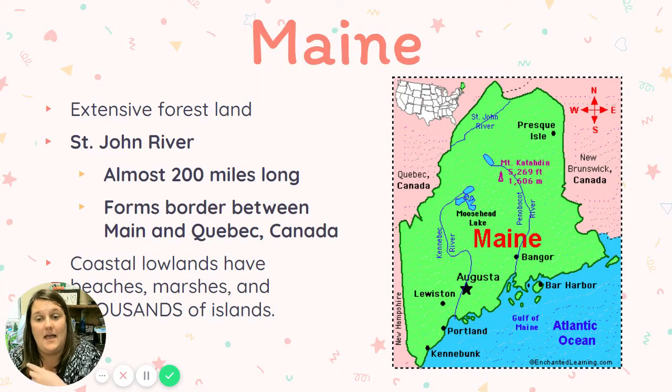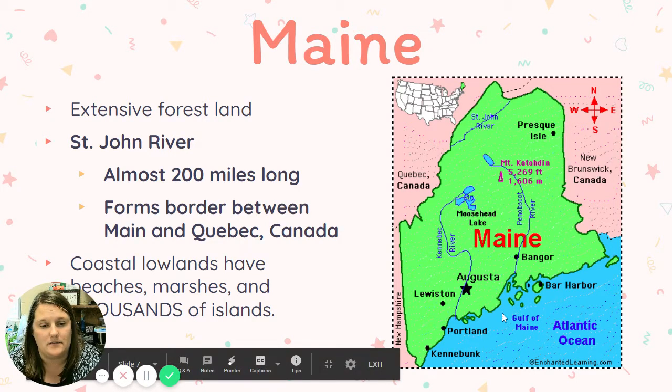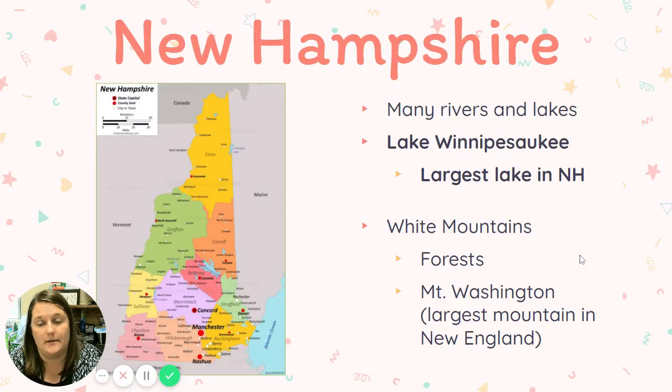Let's start with Maine. Maine has an extensive forest land. We have the St. John River that runs right up here in the northwest corner of Maine, but it actually then runs along the border of Maine and Canada. Okay, so it forms that border between Maine and Quebec, Canada. We also have a lot of coastal lowlands down here where Maine meets that Atlantic Ocean.